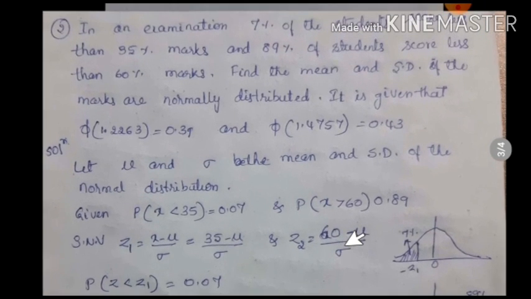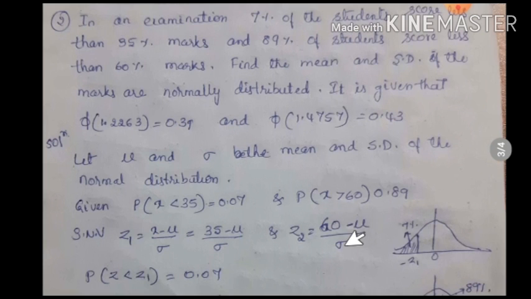In an examination, 7% of the students score less than 35% of the marks. This percentage, just to confuse you, they have given. It is nothing but 35 marks out of 100, 35%. And 89% of the students score less than 60% of the marks. Find the mean and standard deviation if the marks are normally distributed.